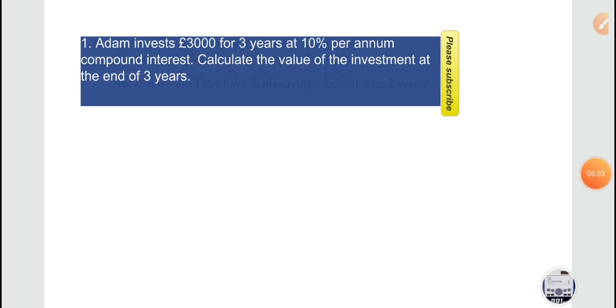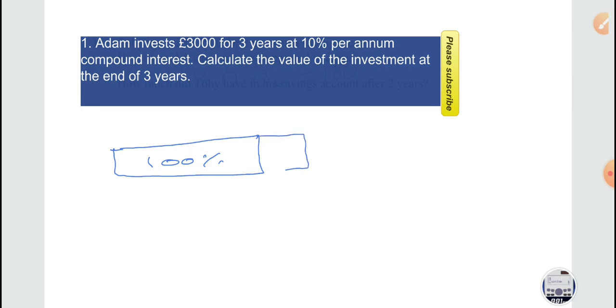Now in our specific example, £3,000 was our original amount, so this would represent 100% if I'm using this bar model. Okay, so the £3,000 is 100%. But if I'm going to increase it by 10%, it means I'm going to add another 10%. So now that means altogether I have 110%.